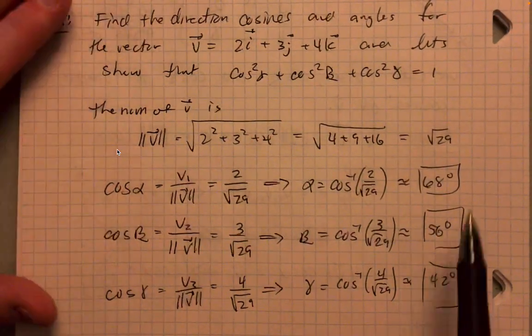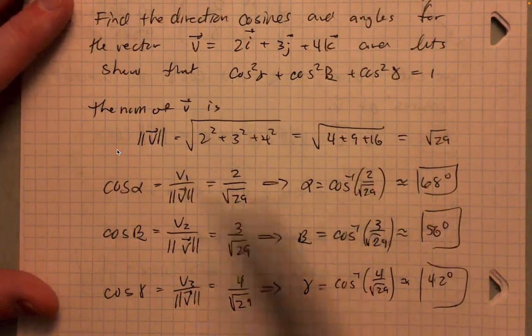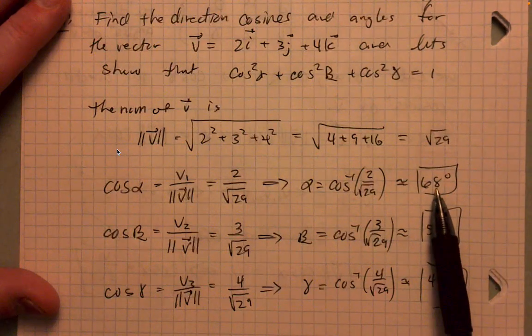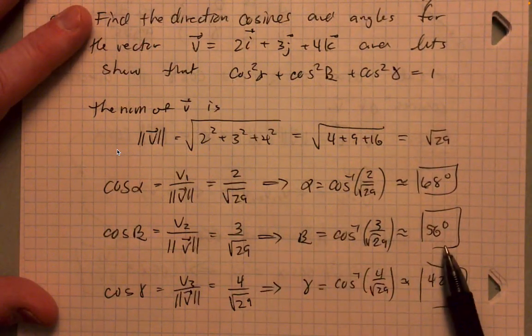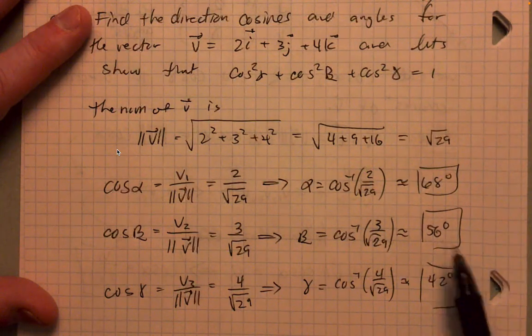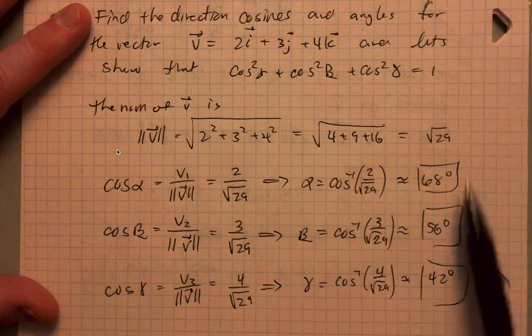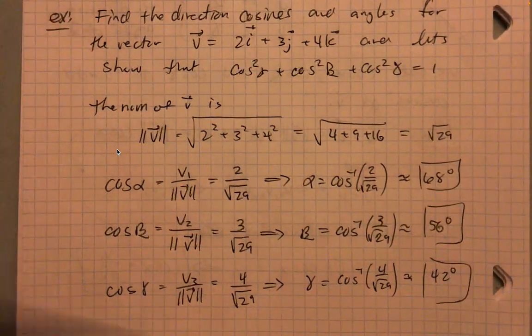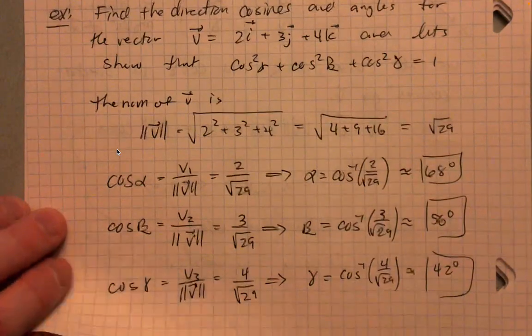Okay, and so what does this tell you? Well, this tells you that the angle formed by v between the x-axis and the vector v is 68 degrees. The angle formed by v and the y-axis is 56 degrees, and the angle between v and the z-axis is 42 degrees. So you know exactly where this vector lies in space relative to the three axes, because you have these three angles now.